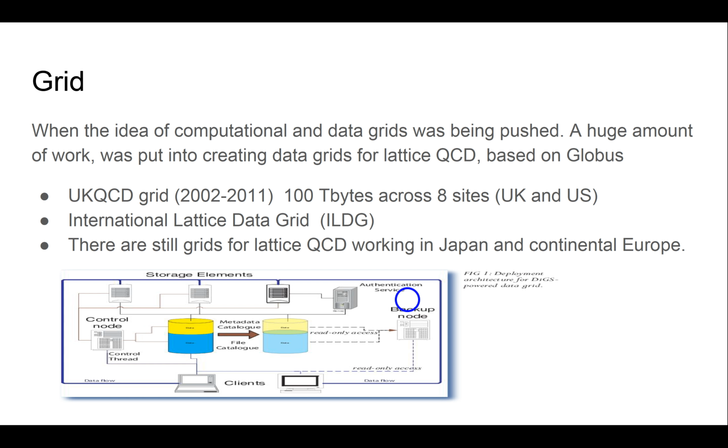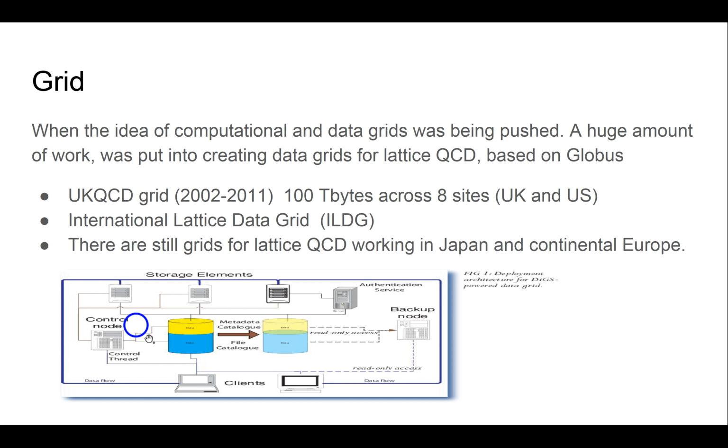In the early 2000s, there was this idea of a computational grid, and people put a lot of work into building a data grid for lattice QCD based on Globus. So the UK QCD grid ran from 2002 to around 2011, with 100 terabytes stored across 8 sites, one of which was in the US. There was an international body formed of all the different lattice QCD groups that worked on standards and also tried to get an international grid that would talk to each other. And this all sort of worked together. There are still grids in use in Japan and continental Europe; here the funding just dried up.